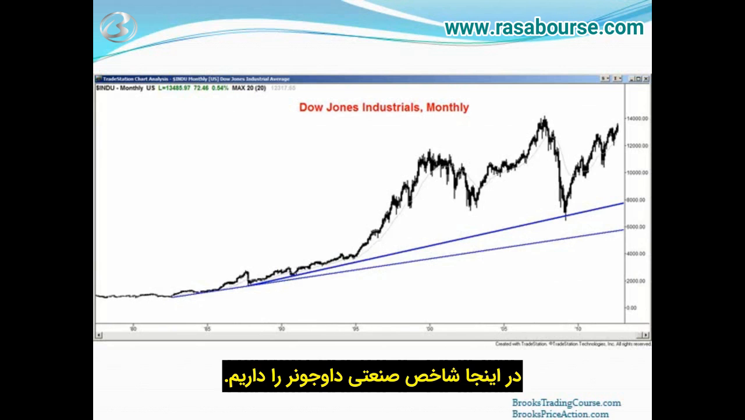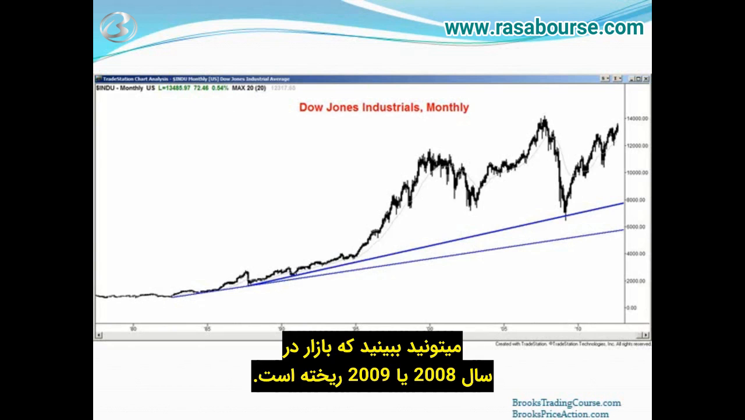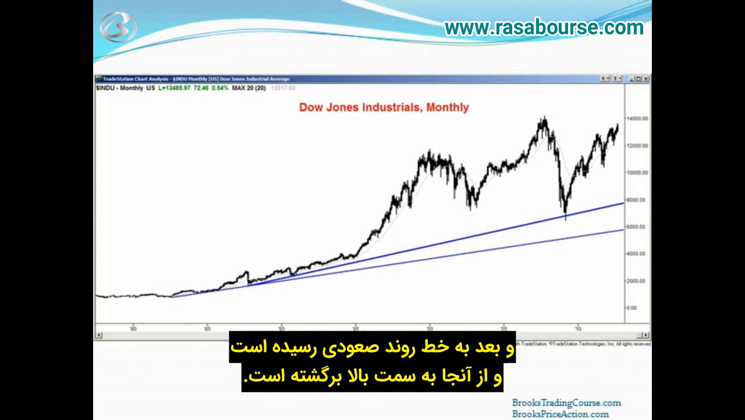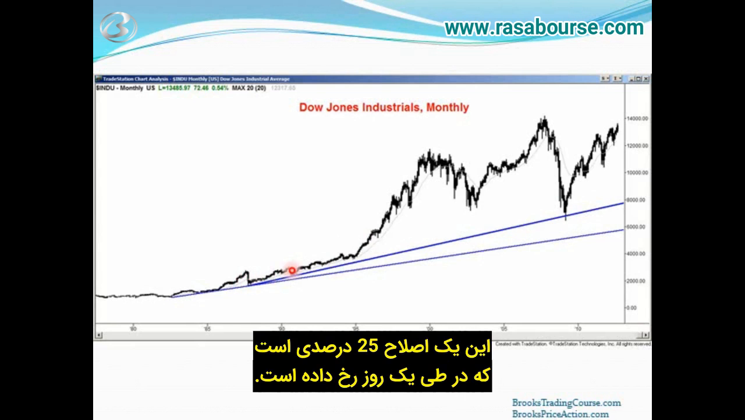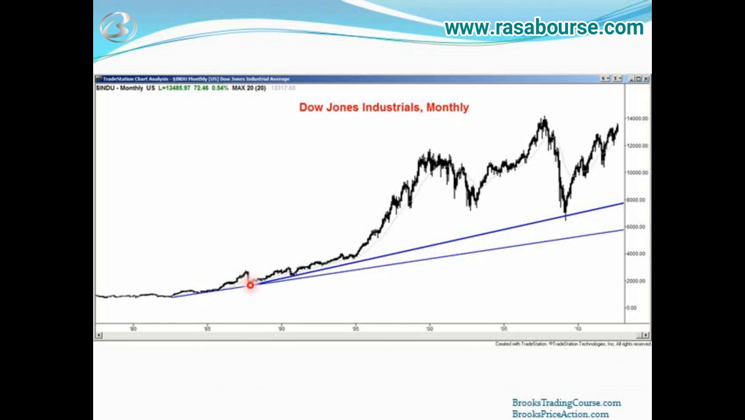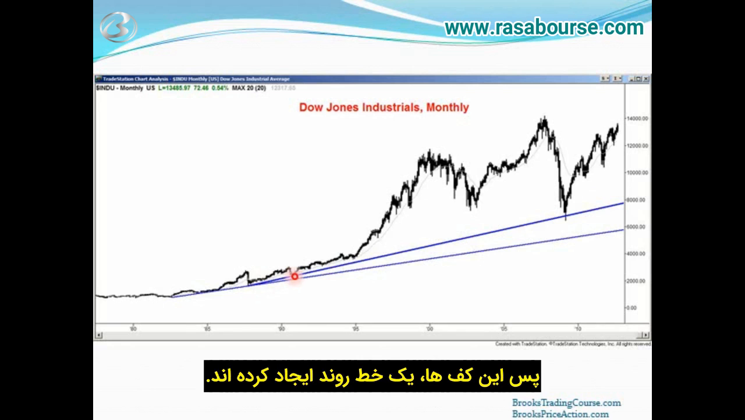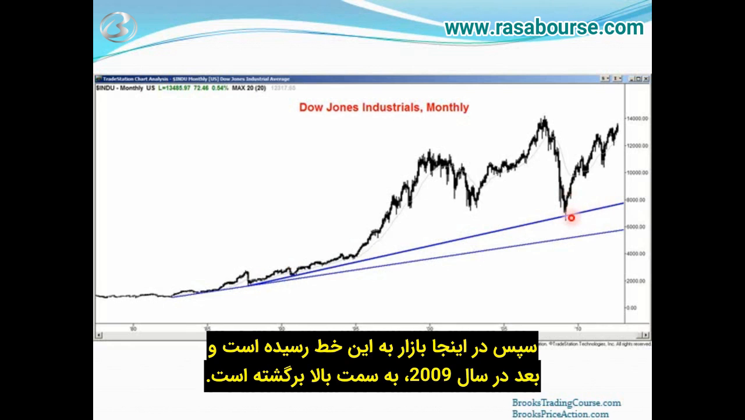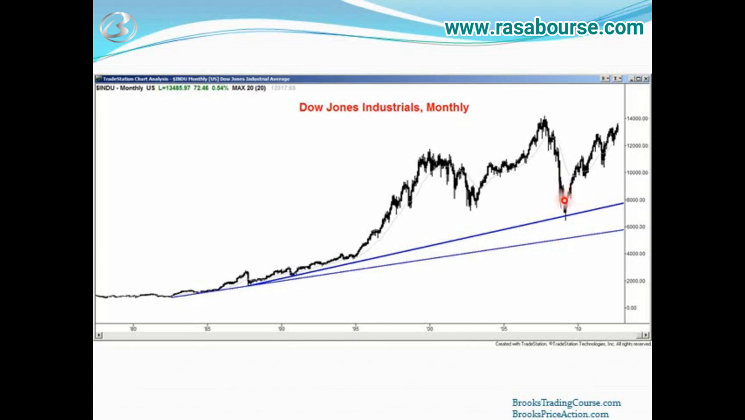Here's the Dow Jones Industrial monthly chart, and you can see that the crash in 2008 and 9 reversed up from a bull trend line, and it was drawn across the 87 lows and the 90 lows. At the time, this was a 25% correction in one day, the 1987 crash, so a very important low, and this was a very important low as well. So it generated a trend line, and the market reversed from that trend line back in 09 with a little final flag right here. Okay.